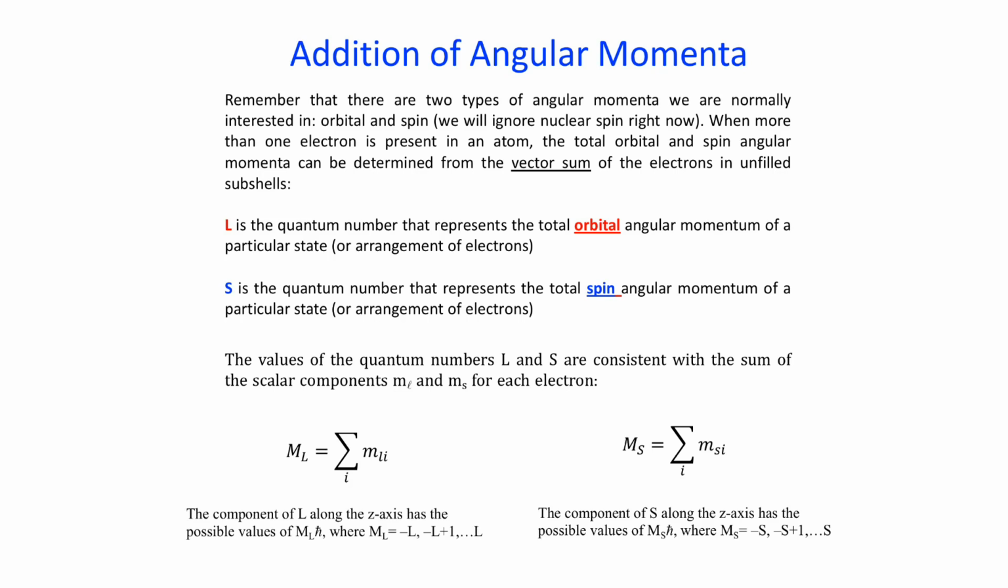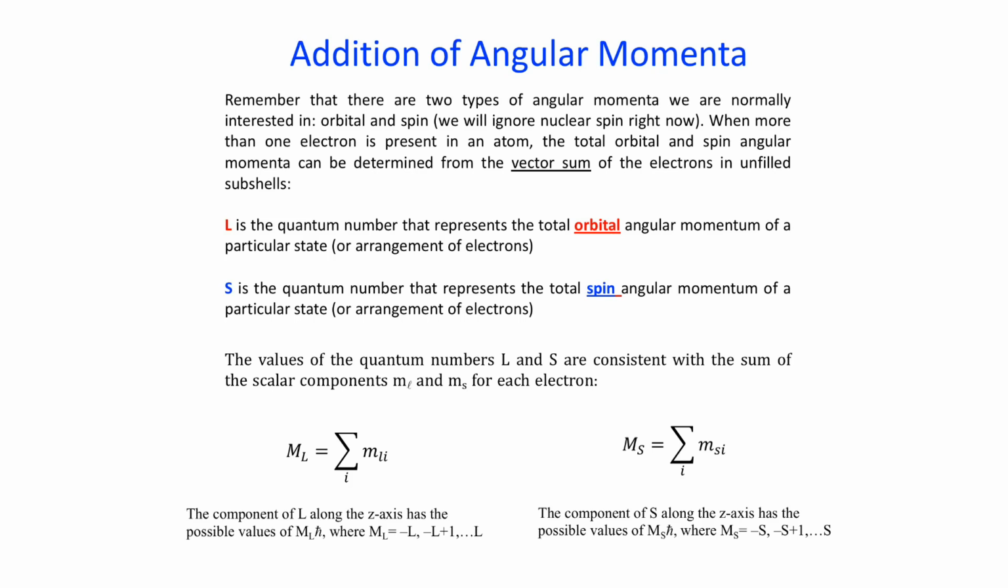Okay, and it turns out that when more than one electron is present in an atom, the total orbital and spin angular momenta can essentially just be added together. You can add up all the individual orbital angular momenta and get a total orbital angular momentum for your atom, and you can do the same with the spin angular momenta. You can add up all the individual spin angular momenta for the electrons in your atom and come up with a total spin angular momentum.